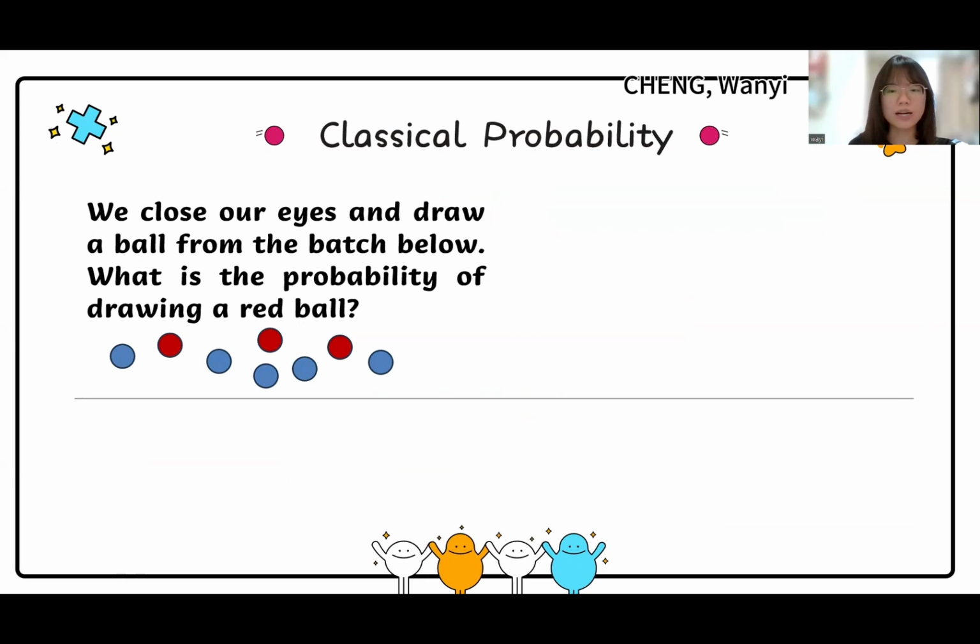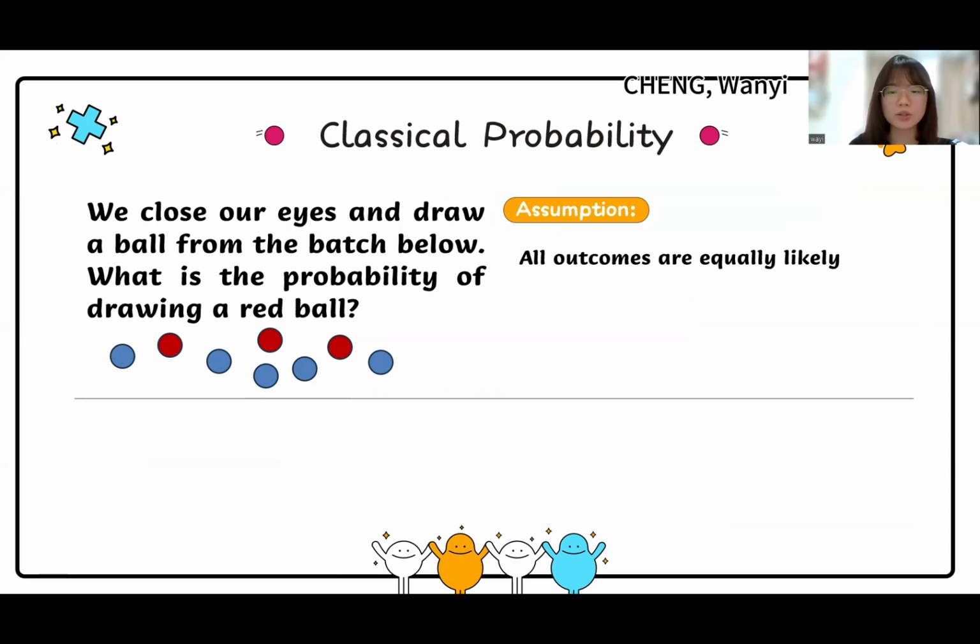Firstly, all classical probability is based on the assumption that all outcomes are equally likely. Like this example, we can only take out one ball at a time, so the probability of any ball in there is equal to 1 out of 8.